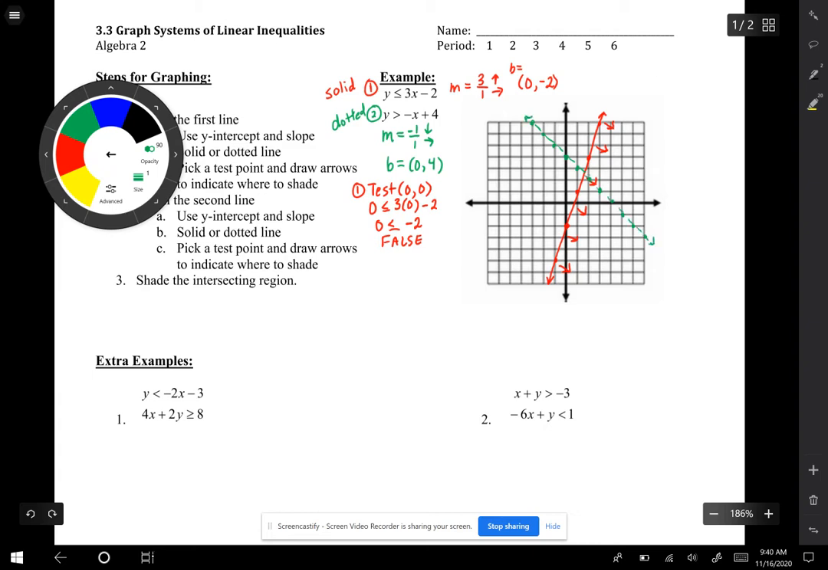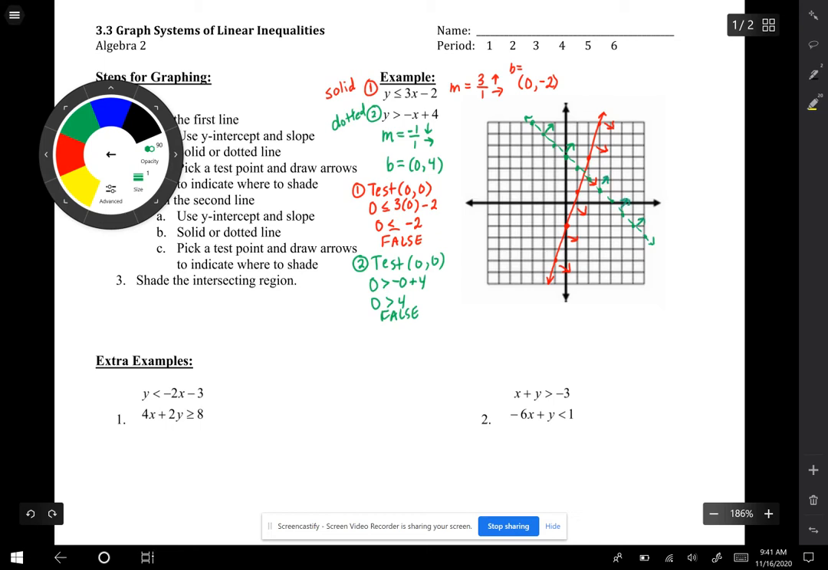And again, we can test (0, 0). So I'm going to test (0, 0) in inequality number 2. So we have 0 greater than negative 0 plus 4. 0 greater than 4, that's false. So (0, 0) is false. This side would be the true side.